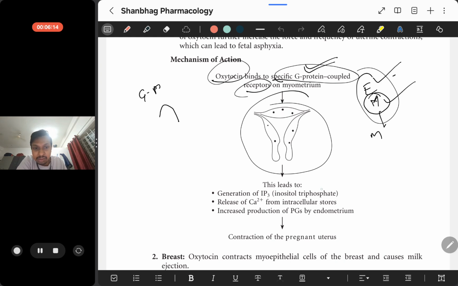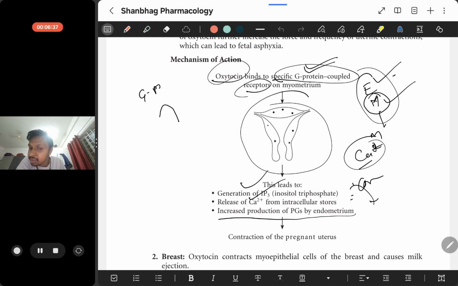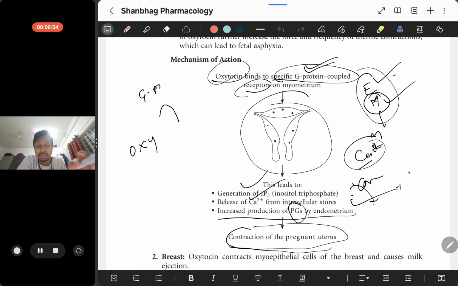This leads to the generation of IP3. When this IP3 is released, there will be a release of calcium from the intracellular stores. Basically, the function of calcium in the muscle is to cause contraction. This calcium released from the intracellular stores also increases the production of prostaglandins. These prostaglandins help in the contraction. This is how oxytocin helps in the contraction in pregnant women. Then let us see how it works in the breast.